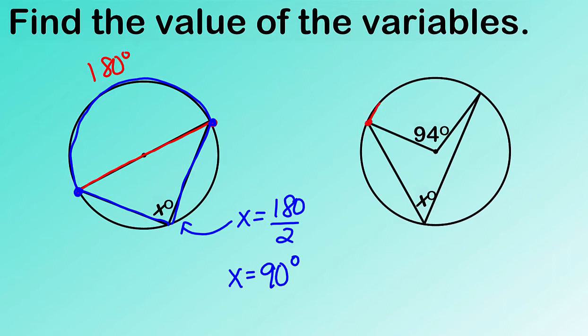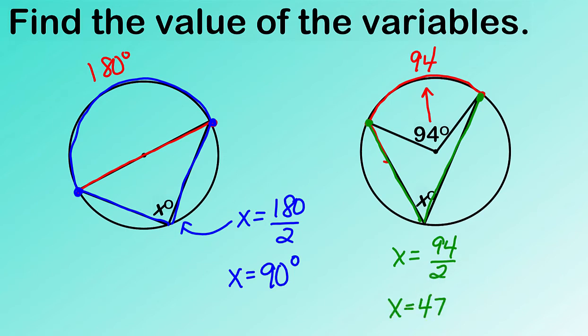This problem requires me to use my central angle to determine the length of the arc. So I know that this arc would be the same as my central angle, so they would both be 94. And then apply it to find the measure of my inscribed angle. The measure of that inscribed angle would be half of the intercepted arc. So it would be 47 degrees.